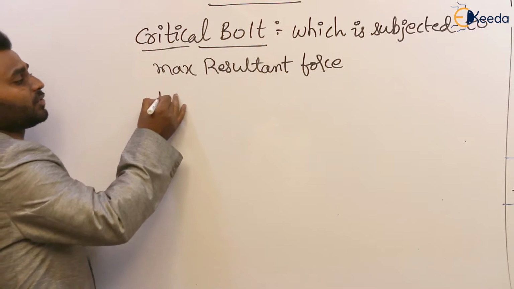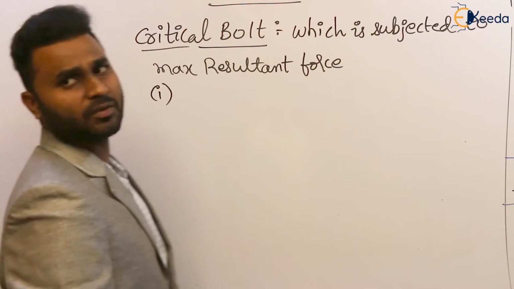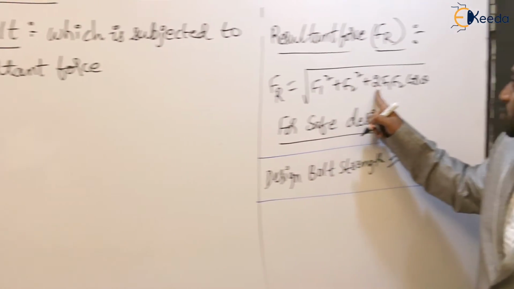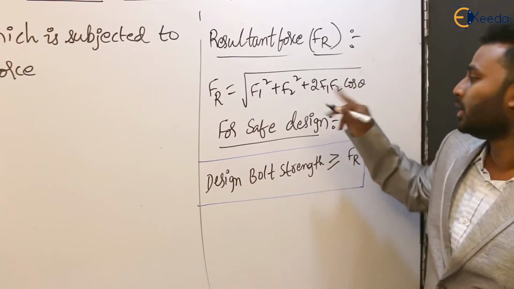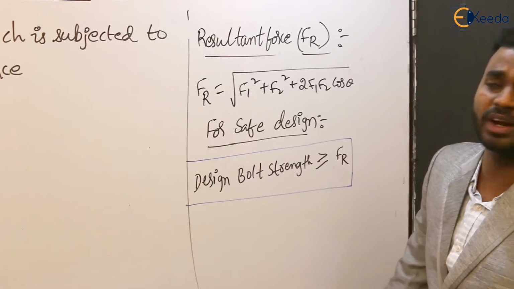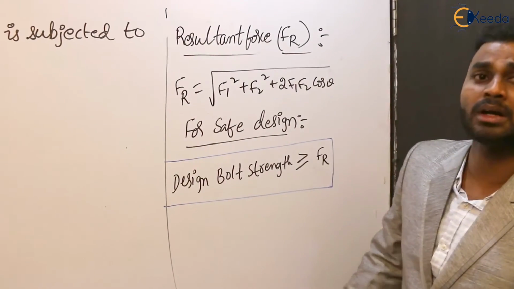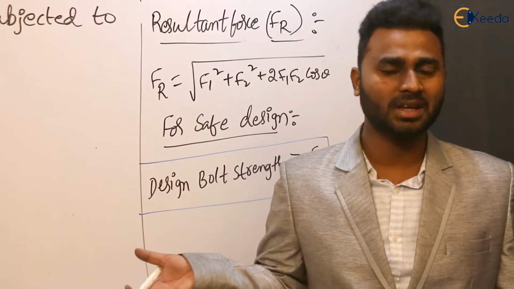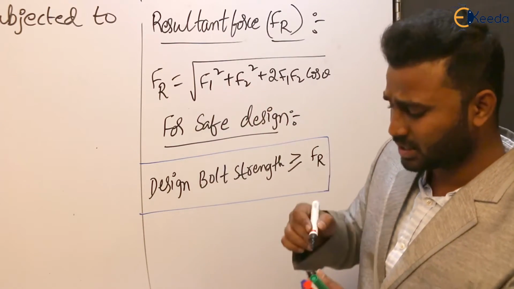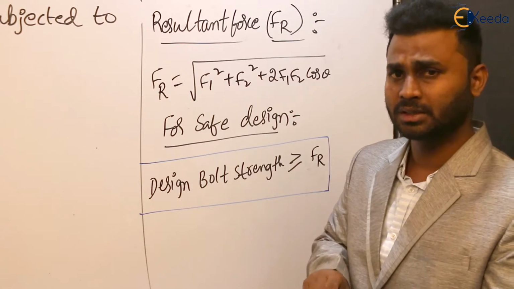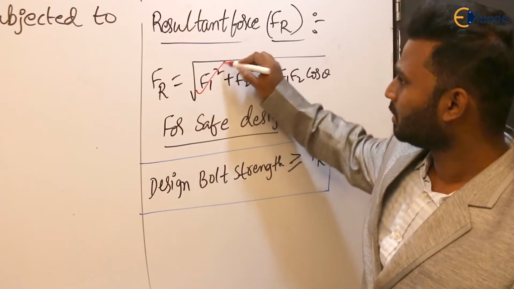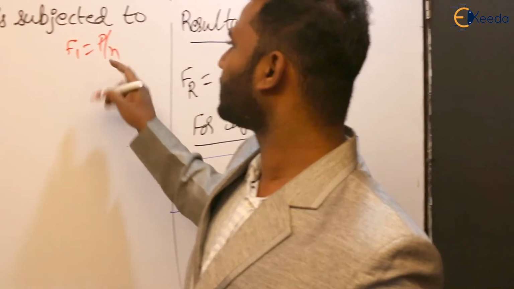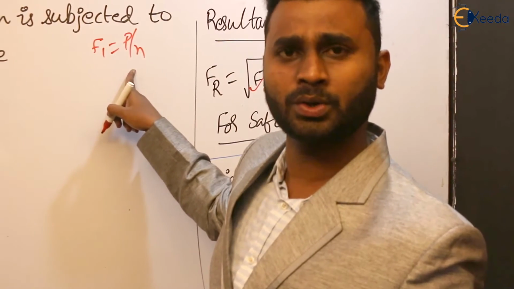So what are the conditions for the critical bolt? If we see the resultant force formula, what is it? FR is the square root of F1 square plus F2 square plus 2 F1 F2 cos theta. Agree or not? Now, what is the formula for F1? F1 is the direct load, P by N. So it is the same for all the rivets or all the bolts. F1 is constant, not changing, so no need to worry about F1.